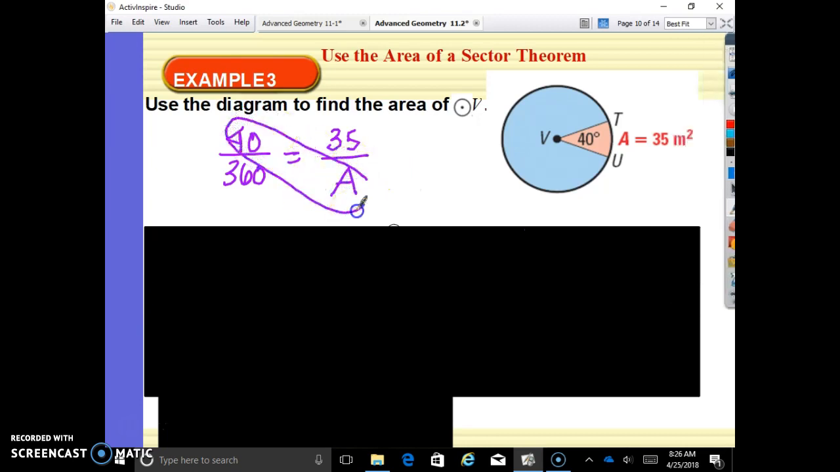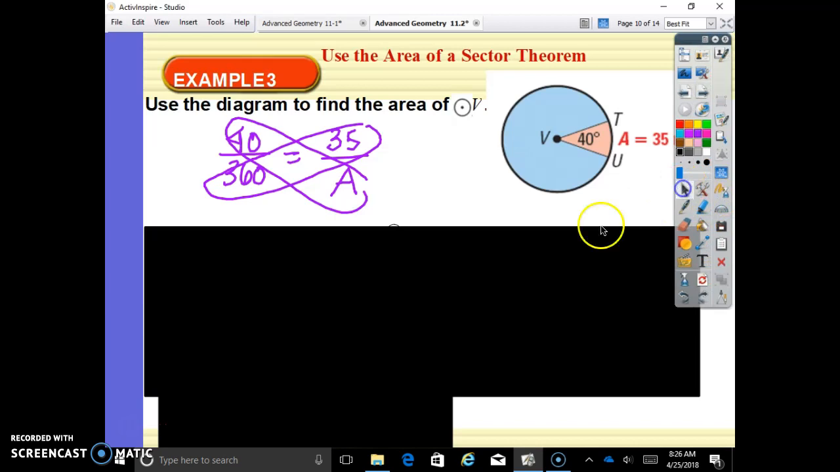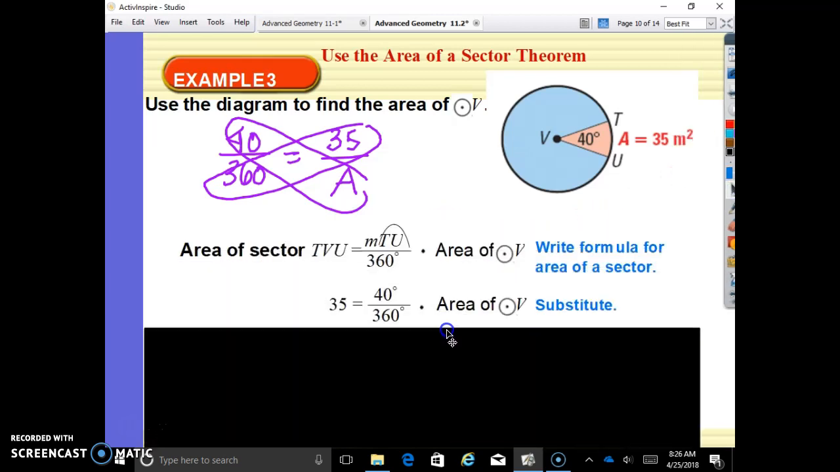Cross products and solve. All right, so 35 times 360 divided by 40 equals 315. 315 is the whole area, and that's in meters squared.